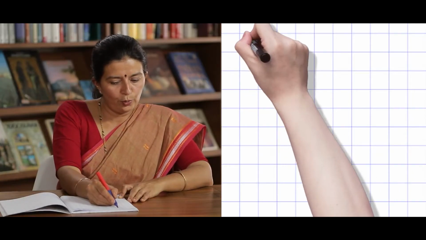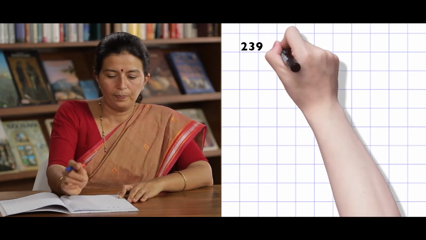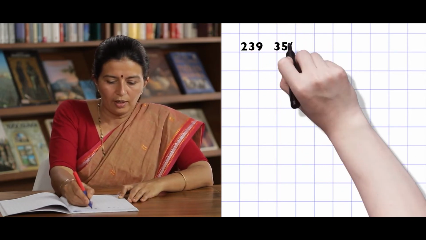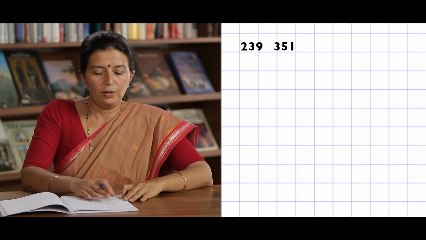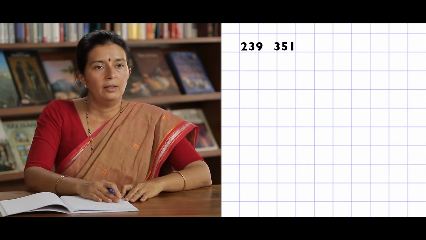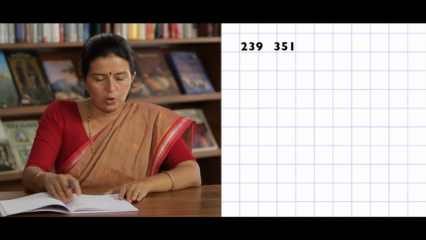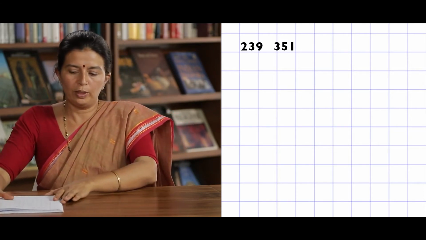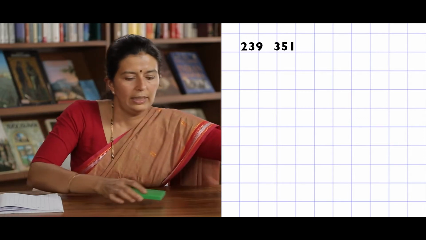Now let us take two numbers, 239, okay? And another number, 351, okay? Now, if we have to compare these two numbers, what shall we do? The first time, we can show them using TLMs. Now, for 239, take any one TLM that we can use.